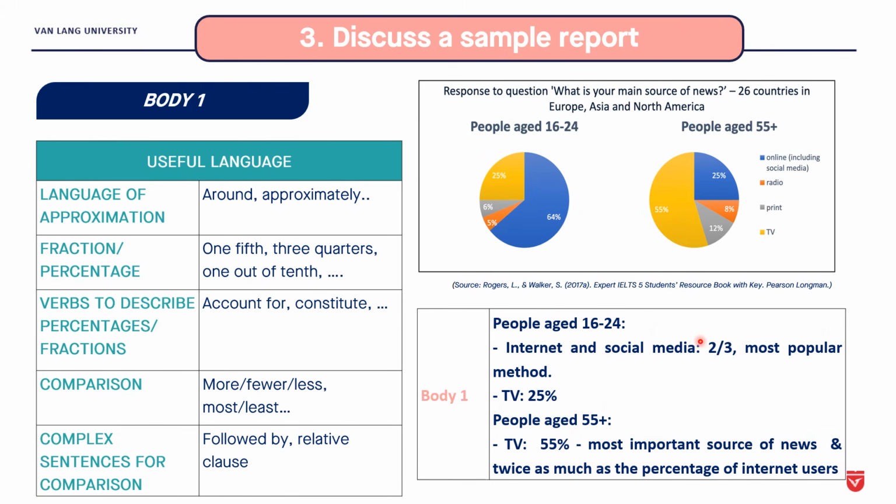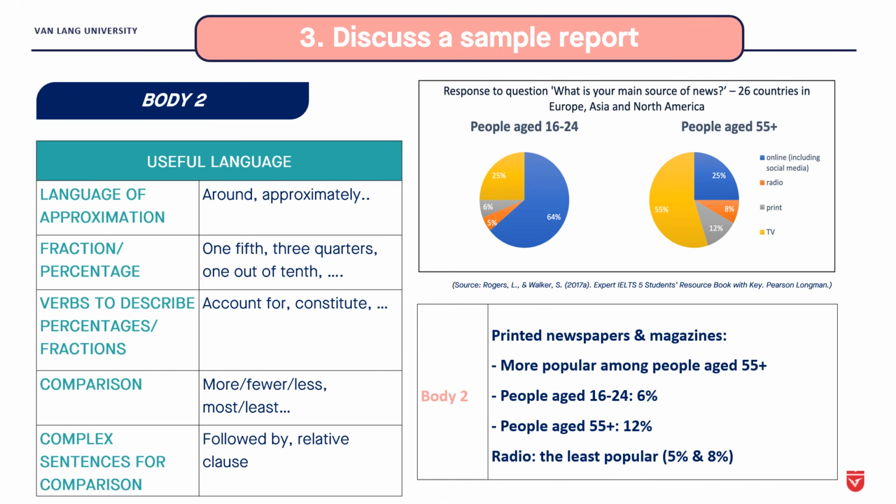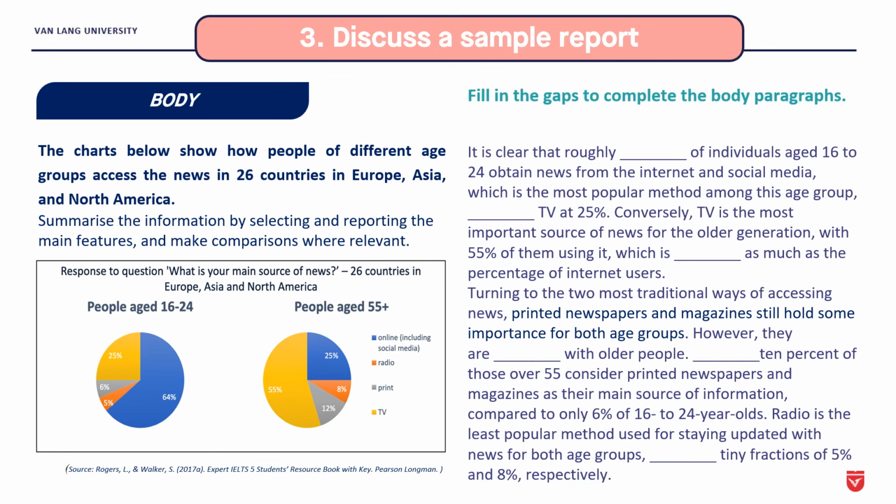Turning to the body paragraphs, you can pause the video and review the outline and the structure of body paragraph 1 here. Make sure you use the language for describing a static chart such as language of approximation, fraction or percentage, verbs to describe percentages or fractions, comparison and complex sentences for comparison. Do the same for body 2 of the body section. And finally, we will write body paragraphs. Read the incomplete paragraphs, look at the charts, and think of the words to fill in the gaps.